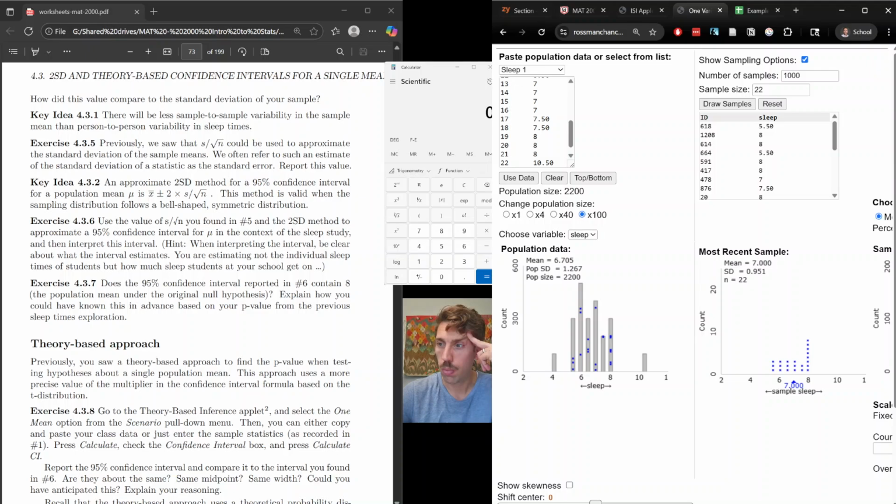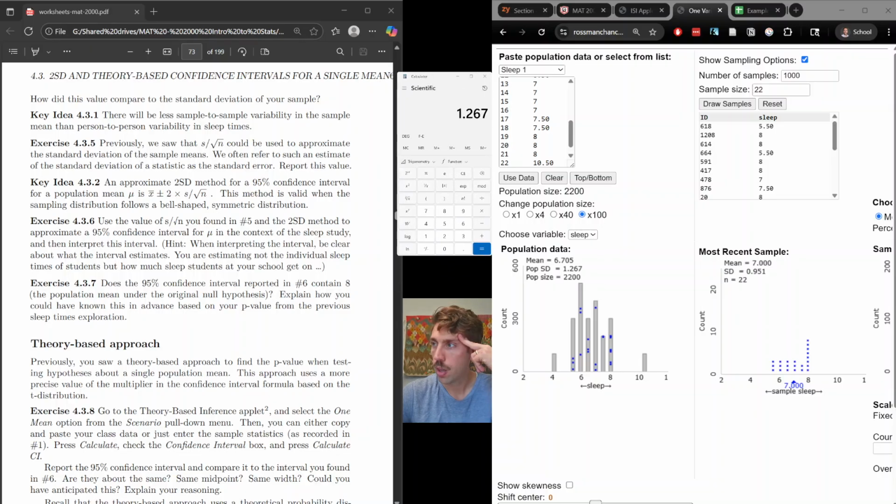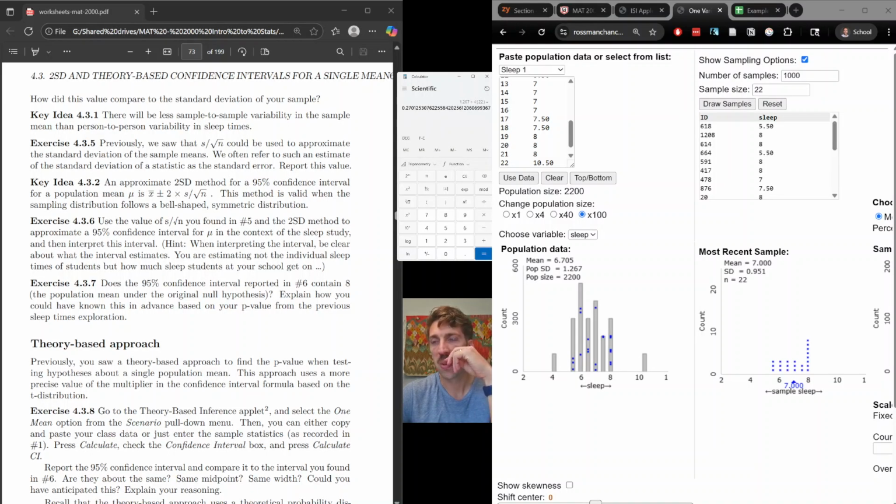So your numbers will be different from mine, but I'll use mine, 1.267. And then I might need to make this bigger so you can see it better. There we go. All right. And then 1.267 divided by the square root of my sample size, which is 22. Take the square root of that. And then I get 0.27, basically 0.27. So I would report that for my answer.